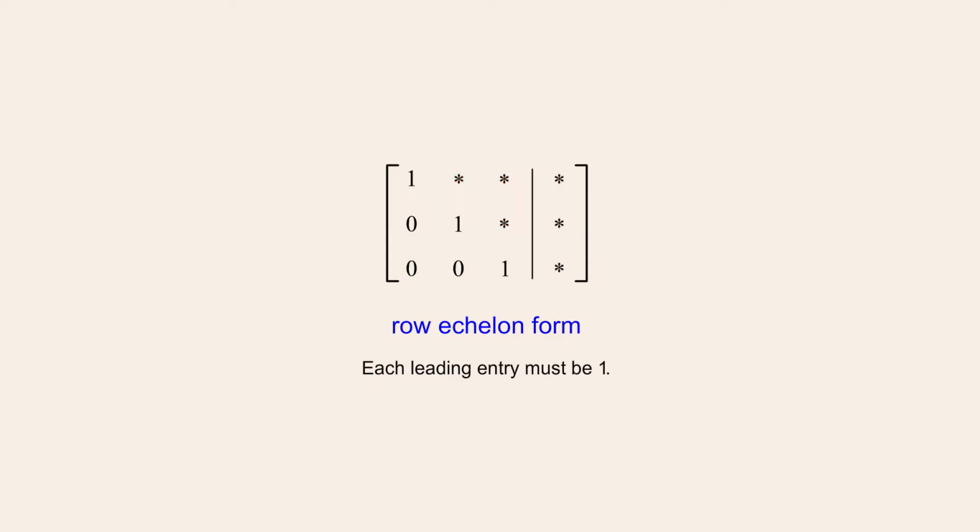The second requirement is that each row's leading entry must lie to the right of the leading entry in the row above it. And the third requirement is that any rows which contain all zeros must be positioned at the bottom of the matrix.